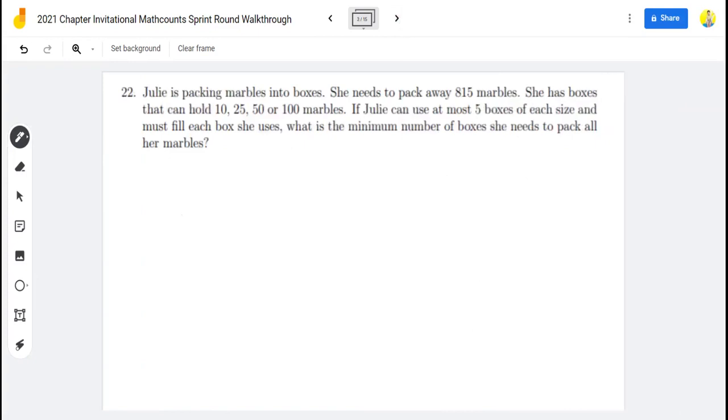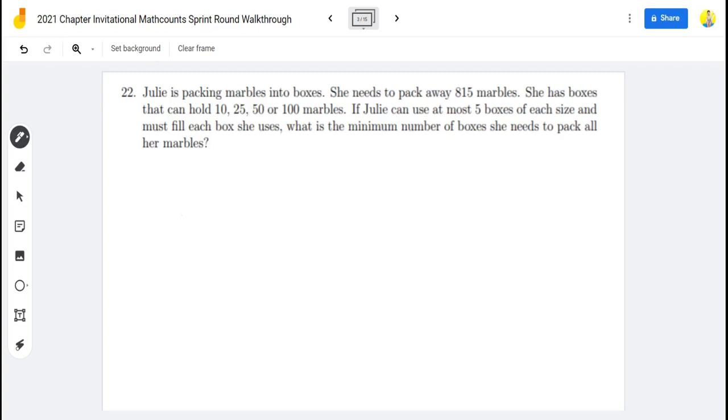Julie is packing marbles into boxes. She needs to pack away 850 marbles. She has boxes that can hold 10, 25, 50, or 100 marbles. If Julie can use at most 5 boxes of each size and must fill each box she uses, what is the minimum number of boxes she needs to pack all her marbles?